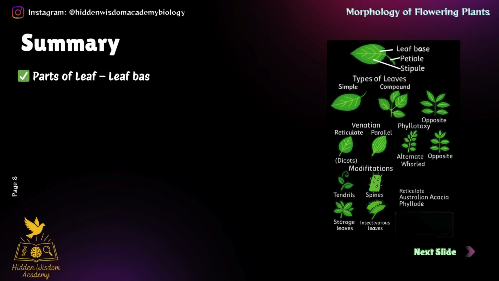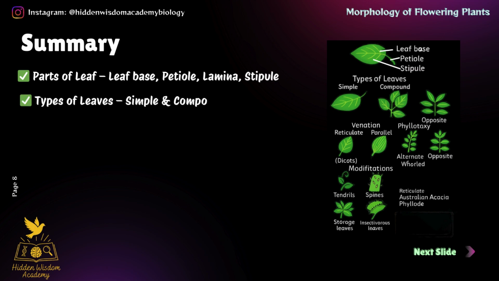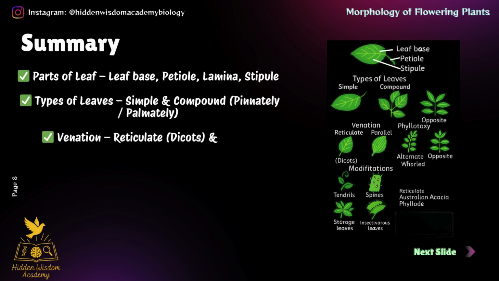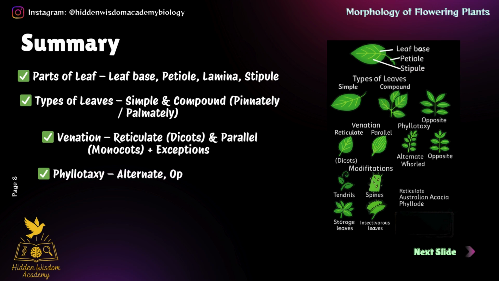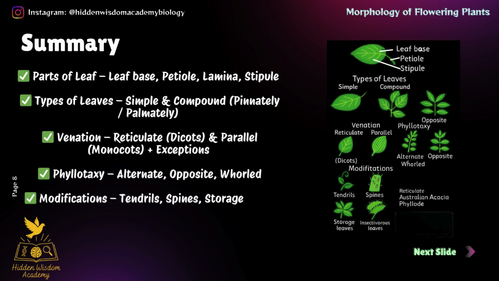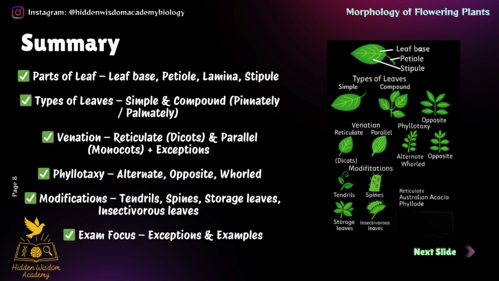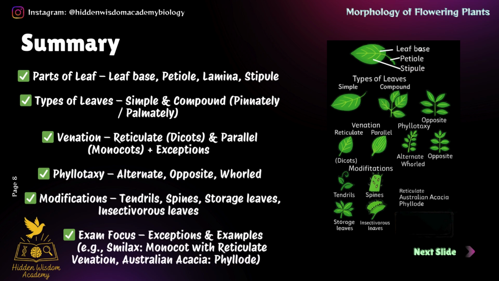Let's quickly summarize the leaf. A leaf has 3 main parts, the leaf base, petiole, and lamina, sometimes with stipules. Leaves can be simple or compound. Compound leaves are pinnate, like neem, or palmate, like silk cotton. Venation is reticulate in dicots and parallel in monocots, but smilax is an exception. Phyllotaxy, or leaf arrangement, can be alternate, opposite, or whorled. Leaves may be modified into tendrils for climbing, spines for protection, storage leaves, or insect-trapping leaves. For exam, focus on exceptions like phyllodes in Australian acacia and insectivorous leaves in Nepenthes.